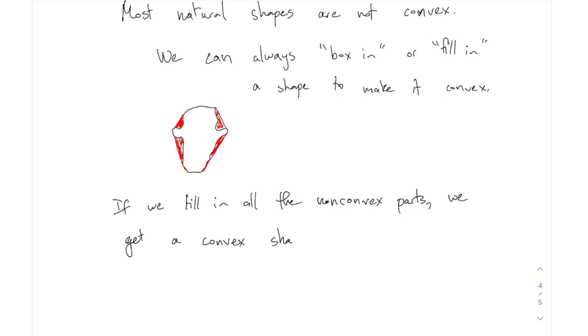We get a convex shape called the convex hull. All right, it's called the convex hull of whatever you started with. You can start with a shape, you fill it in to make it convex. That new shape is called the convex hull.